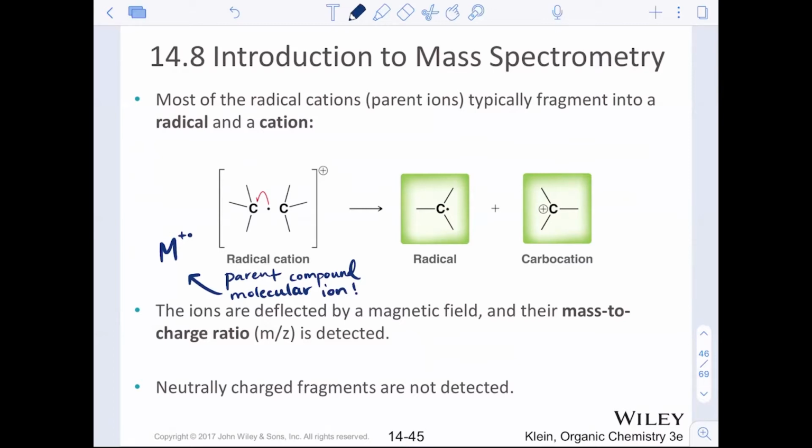And then it can fragment. And when it fragments, it forms a radical and a cation. So notice here the curved arrow, the fishhook arrow, one electron will go to one side of that molecule, right? And what forms is a radical and a carbocation. The ions are deflected by a magnetic field and their mass to charge ratio is detected. Now their charges will always be +1, so it will be a mass that is detected. We are going to assume the mass to charge ratio is the molar mass. Neutrally charged fragments, radicals, are not detected, right?